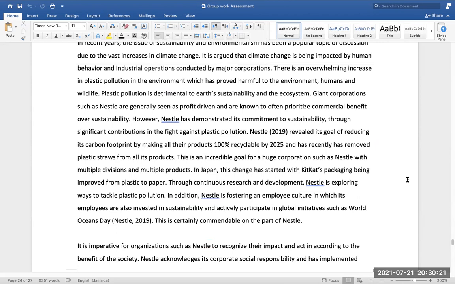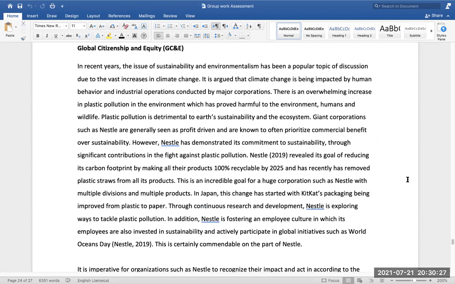So in recent years, the issue of sustainability and environmentalism has been a popular topic of discussion due to the vast increases in climate change. It is argued that climate change is being impacted by human behavior and industrial operations conducted by major corporations. There is an overwhelming increase in plastic pollution in the environment, which has proved harmful to the environment. All right, so this is a little bit redundant.